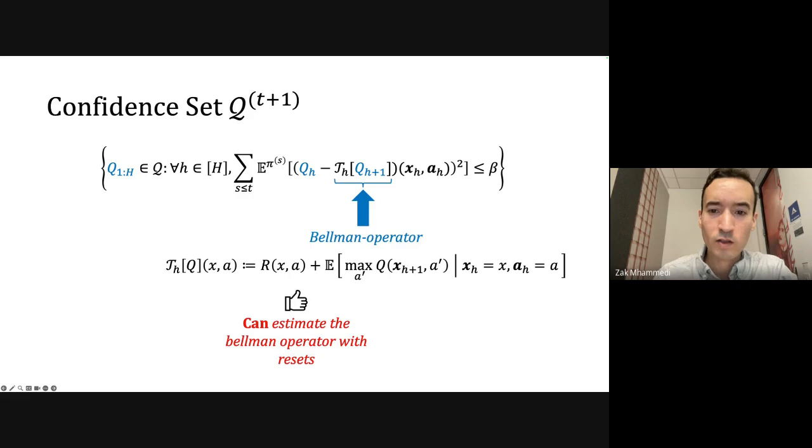The reason we get away with it here is that local access allows us to estimate this quantity. We can just reset the state to x, a and generate multiple next states, and then take an empirical average to estimate this quantity. So this is the key observation that allows us to tackle the coverability setting under realizability alone without requiring completeness.